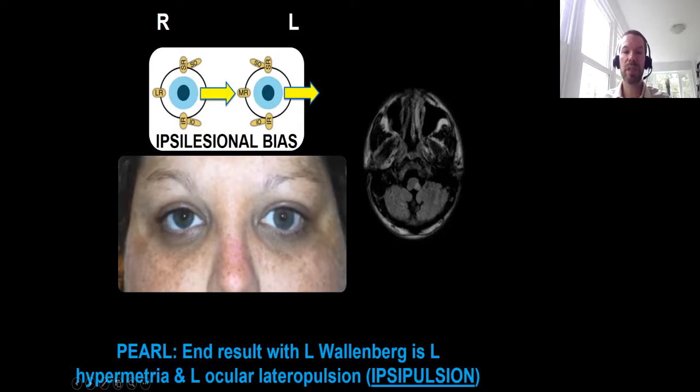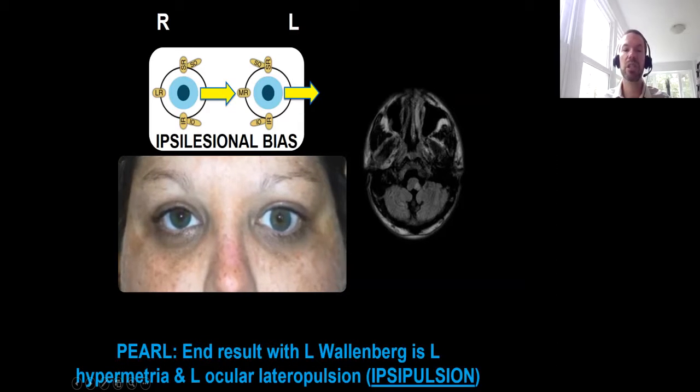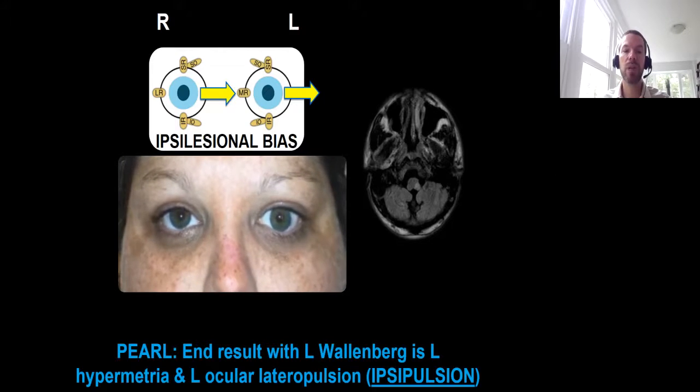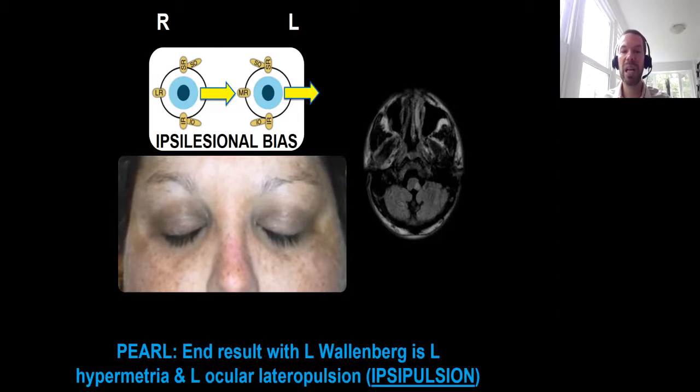So this is what you're going to see. Toward the side of the lesion, you're going to see hypermetric saccades and ipsipulsion. Away from the side of the lesion with a Wallenberg, you will see hypometric saccades, as I showed before.